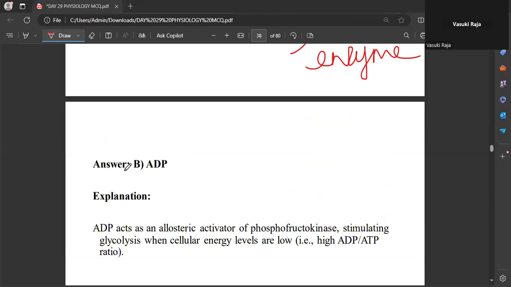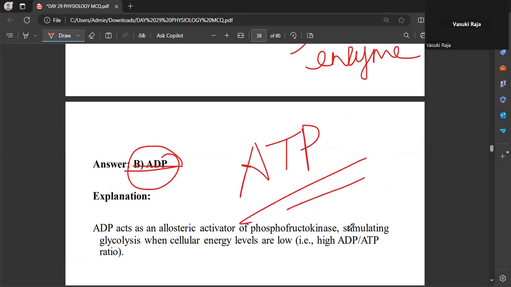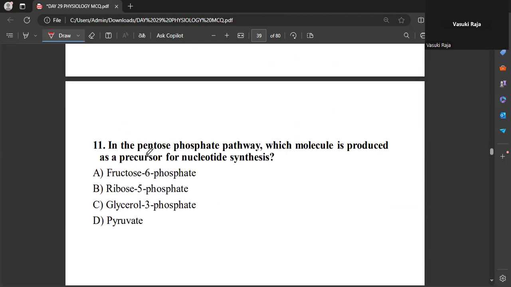And the answer will be ADP. If ADP has to be present, not ATP. Now this ADP is an effector, it acts as an allosteric activator of the PFK. This is the one stimulating the glycolysis process whenever the energy levels are low. Right? Now, in the pentose phosphate pathway, which molecule is produced as a precursor for nucleotide synthesis?